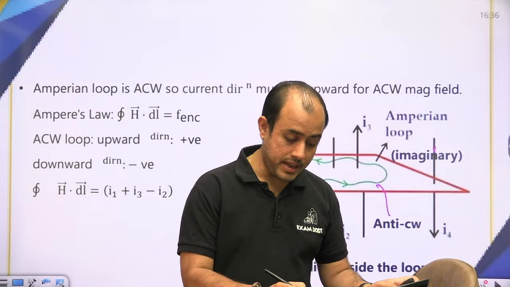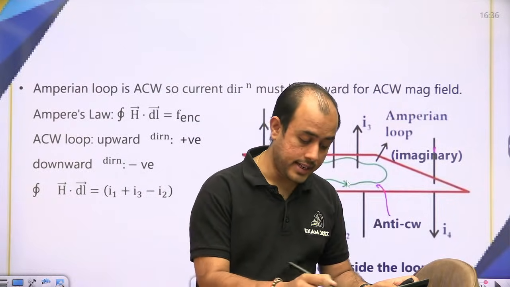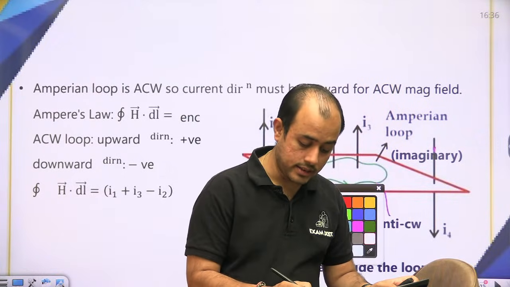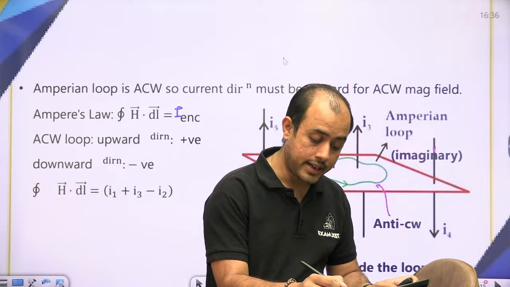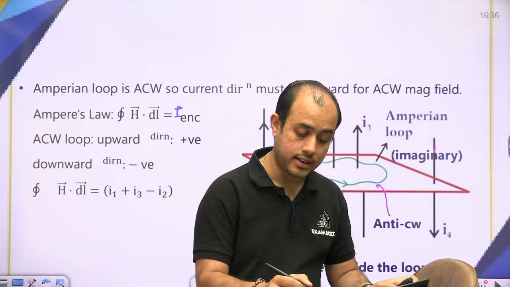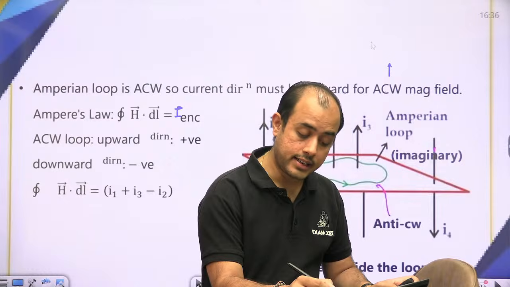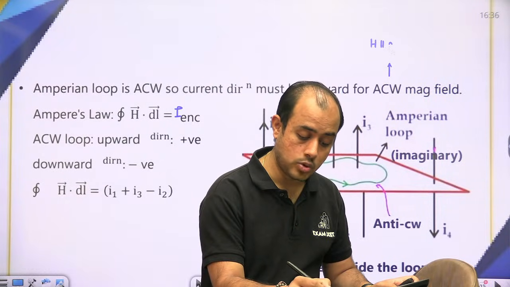Okay. Amperian loop is anti-clockwise. So the current for magnetic field anti-clockwise should be upward. Current direction must be upward for anti-clockwise magnetic field, that is H parallel to dl vector.